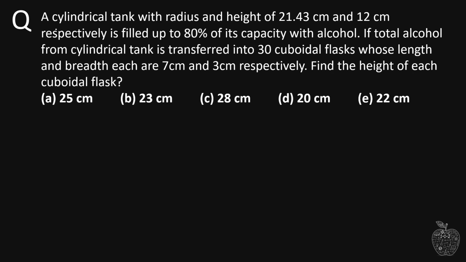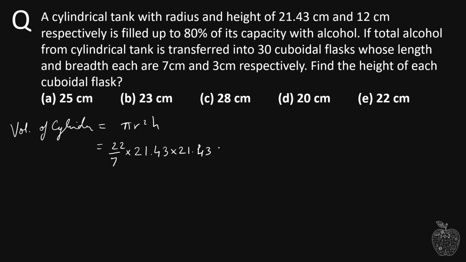Okay, so we are given that a cylindrical tank is there whose height and radius is given to us. First of all, what is the formula to calculate the volume of a cylinder? It is pi r square h. For pi we'll write 22 by 7. R is given to us as 21.43, so r square I'll write as 21.43 into 21.43 into h, which is given to us as 12.